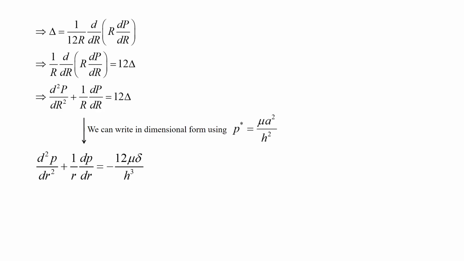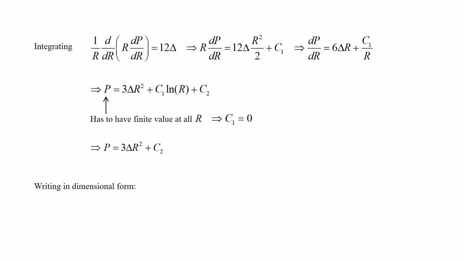Okay. So, we have done all that over here. So, finally, this is p is equal to 3 delta r square. So, p dash, I have written C2, basically the same thing. Now, writing in dimensional form.